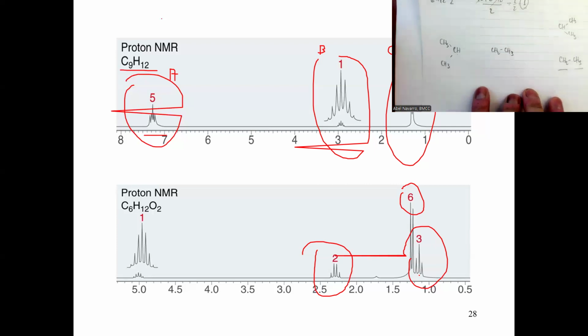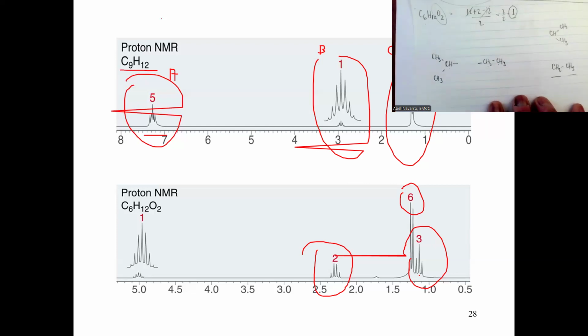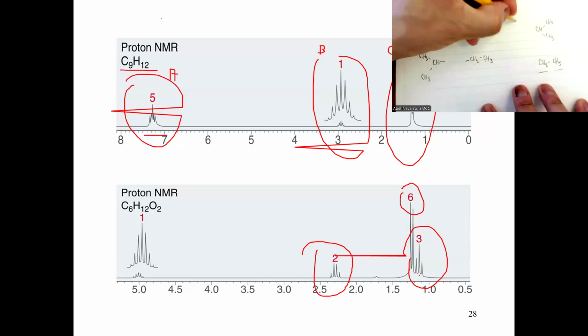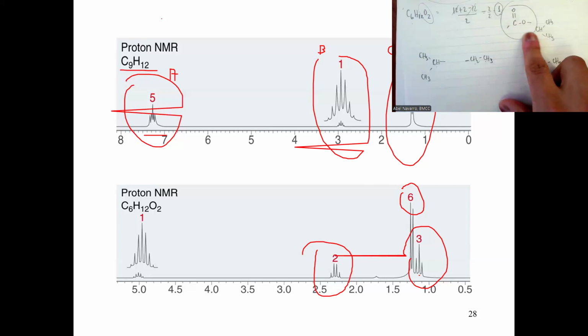Okay, so what else do I have? So far I have 1, 2, 3, 4, 5 carbons, and my formula says 6. I still need to add one more carbon. What else? 2 oxygens. What functional group has 1 carbon and 2 oxygens? Esters. Esters have 1 carbon and 2 oxygens.